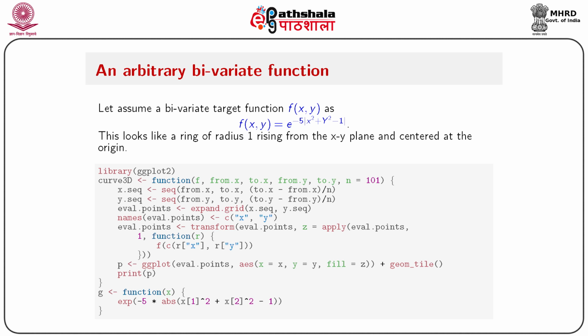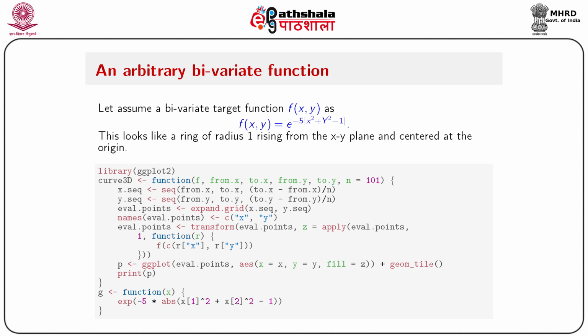Then we'll define an arbitrary bivariate function. So I defined a multivariate random walk Metropolis sampler, and now I'm using an arbitrary function, say f(x,y) equals e to the power minus 5 times the absolute value of x squared plus y squared minus 1, just for demonstration. This looks like a ring of radius 1 on the xy plane, centered at the origin.